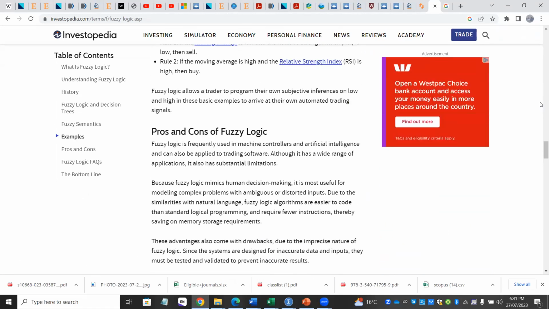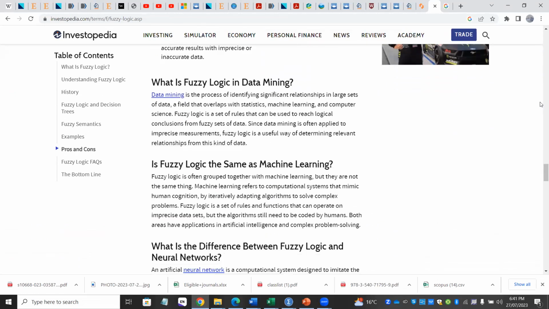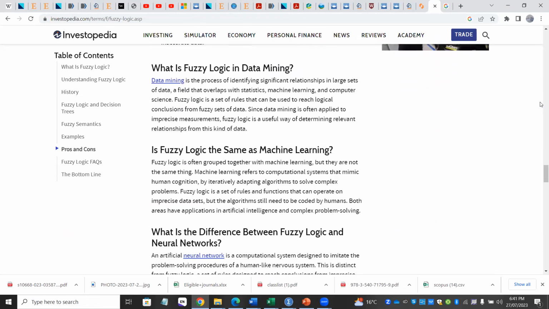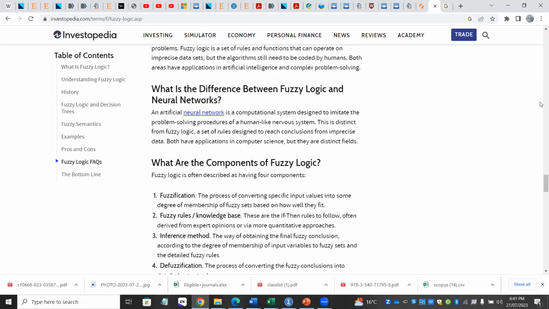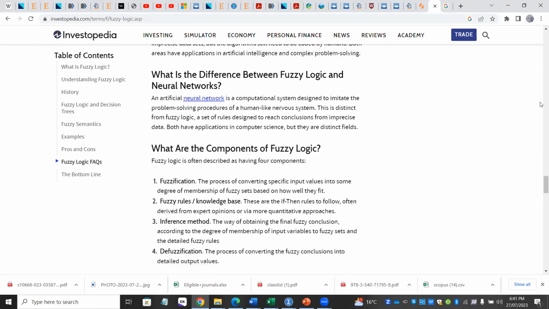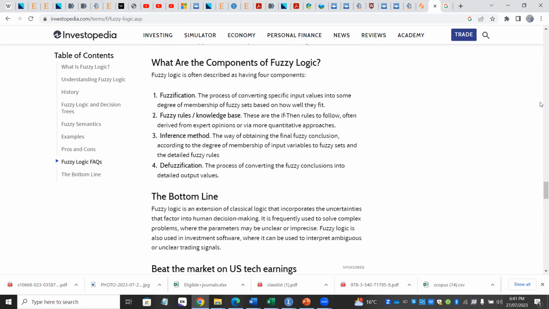Okay, fuzzy logic has its own pros and cons, so you can read about that. So the advantages and disadvantages of fuzzy logic. The use of fuzzy logic in data mining, the use of fuzzy logic in machine learning, the use of fuzzy logic in artificial neural networks, and so forth and so forth.